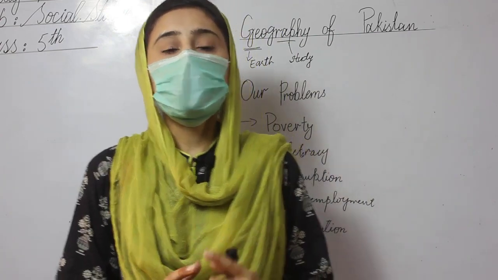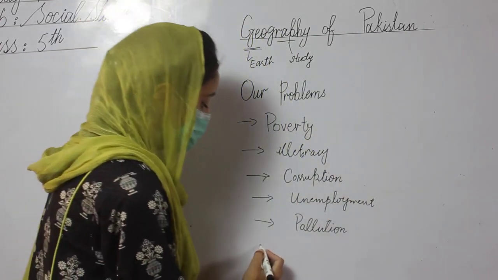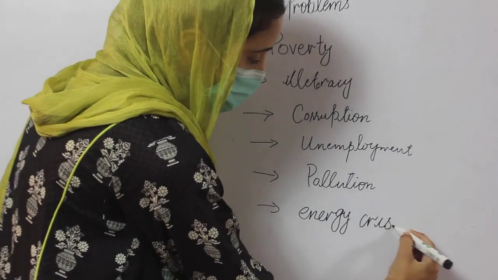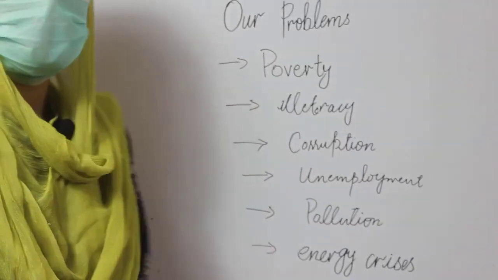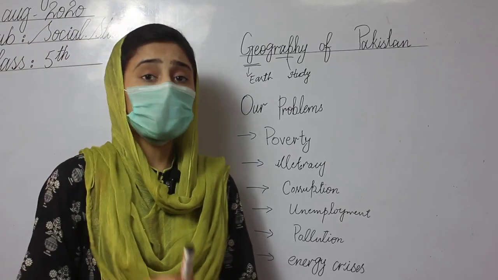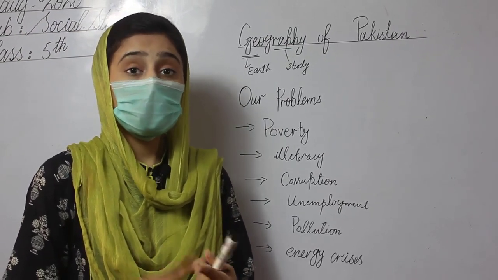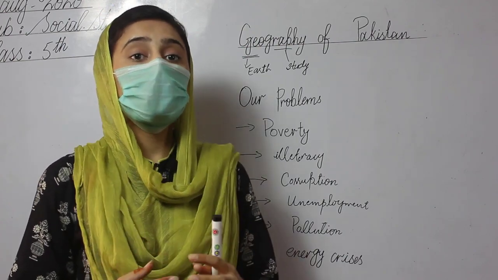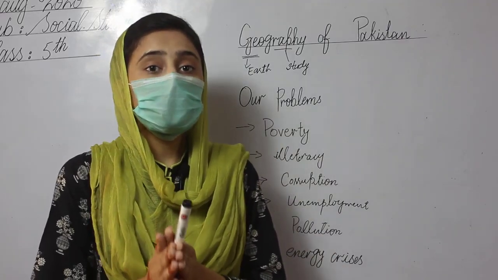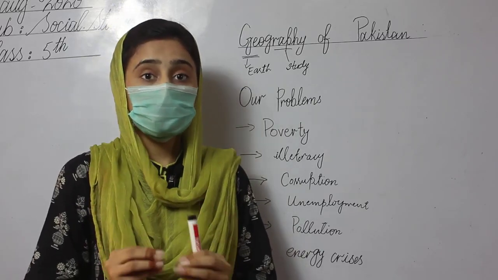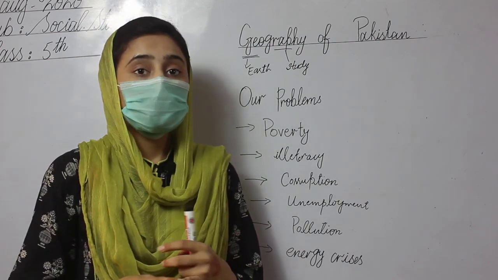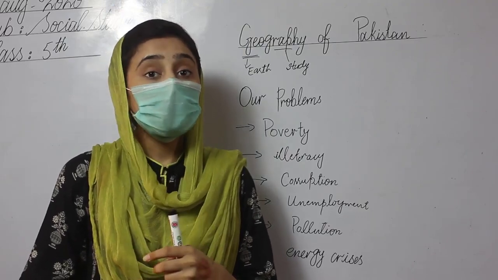The next problem that is faced by Pakistan is the energy crisis. Energy crisis is also a problem that is faced by Pakistan. Pakistan is struggling to get a lot of energy, to get a lot of electricity, and we are importing coal and oil just for the production of electricity. After the building of the Diamer Bhasha Dam, we can get a lot of electricity and we can become a developed country. This is a very good thing: if we build the Diamer Bhasha Dam, then we become a developed country.